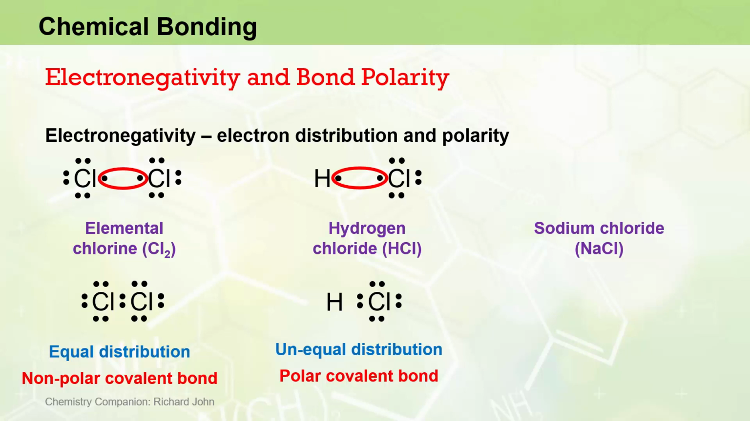We can consider the polar covalent bond as an intermediate bond type between the nonpolar covalent bond that we just saw in the Cl2 example and the ionic bond, which is the type of bonding we see in our next example, sodium chloride. The sodium chloride compound is made up of positively charged sodium ions and negatively charged chloride ions.